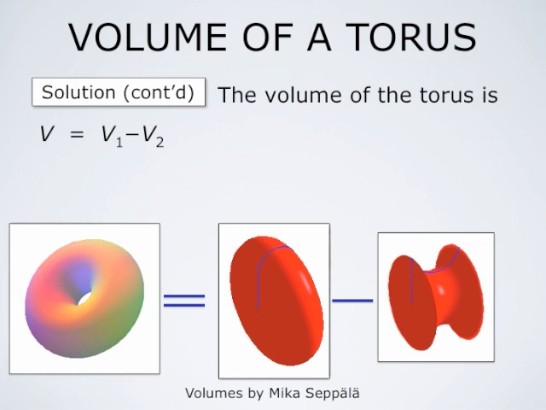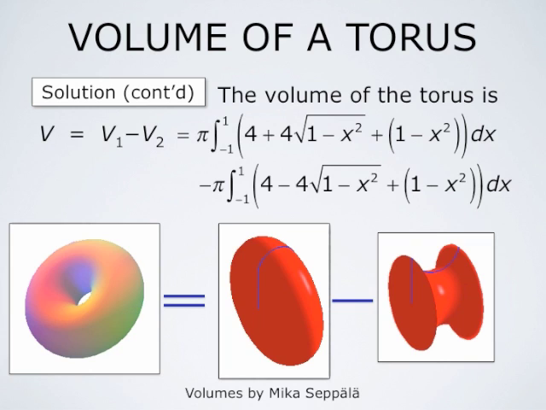So our strategy is to compute the volume of the torus in two steps. First, we compute the volume of the big solid three-dimensional red disk that contains both the torus and its hole. And then we subtract from that the volume corresponding to the hole. That difference is going to be the volume of the torus. So the volume of the torus is the difference of these two volumes for which we already have computed expressions. So V equals V1 minus V2.